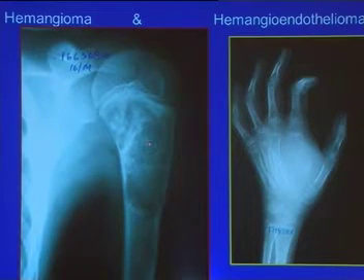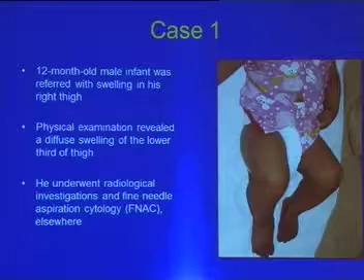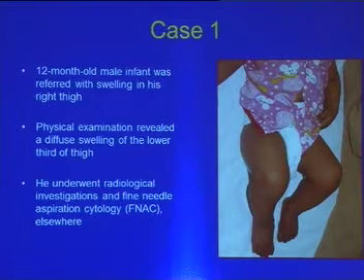This again was another example of a hemangioma, but I want to show you this picture, and this is a hemangioendothelioma. It could also very well be an angiosarcoma, because they don't have a very specific radiological appearance. I don't think I have kept histology pictures of the same. Now I'm going to show you several unusual lesions, and I thought that I could show you several of them, but I chose 3. I'm going to show you a melanotic neuroectodermal tumor of infancy, a phosphaturic mesenchymal tumor, and a rhinosporidiosis of the clavicle. All these cases are published, so I'll just go over them very briefly.